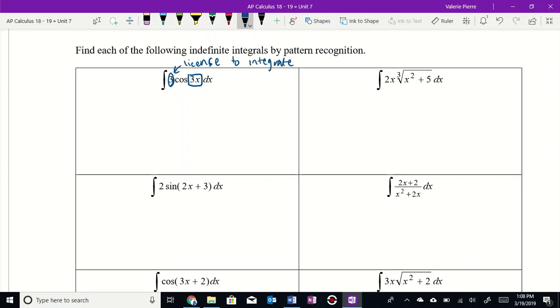Okay, it gives us the license to just find the antiderivative and just make sure that we keep the 3x within that antiderivative. So the antiderivative of cosine, we know, is sine. And in order to make sure that we have the license to integrate, we're going to keep 3x inside, and plus c, because this is not a definite integral.